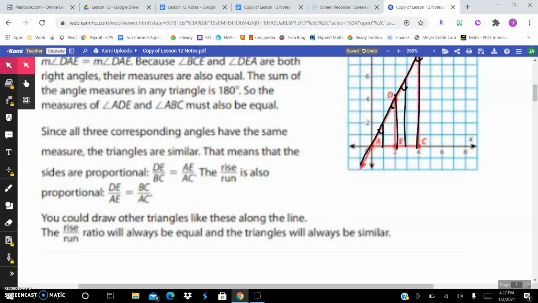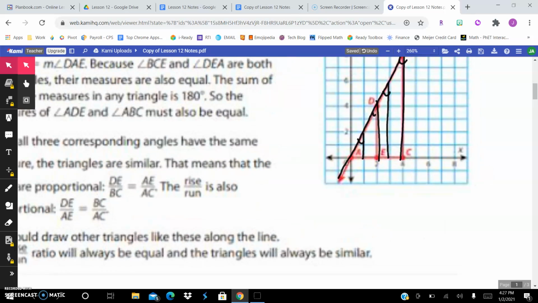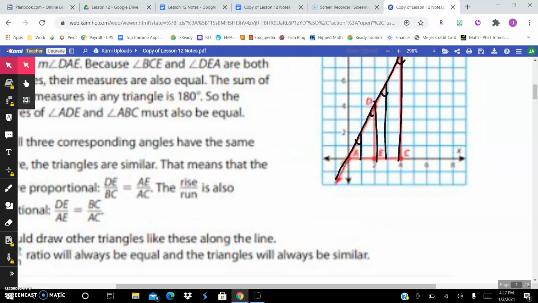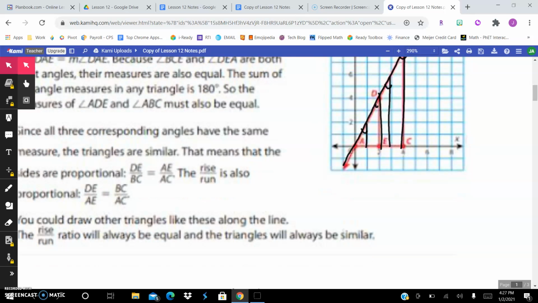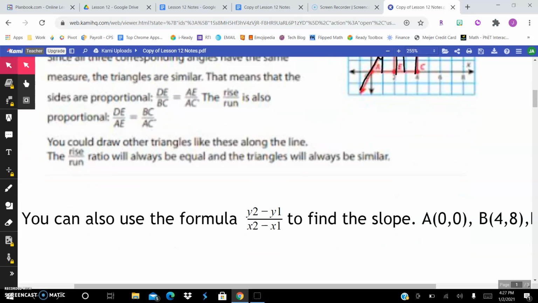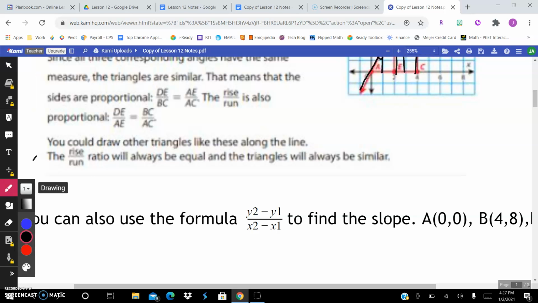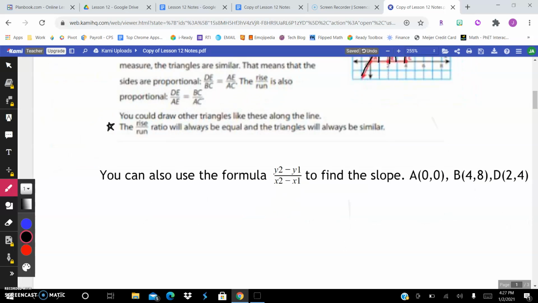Also your rise over run, which is your slope, that is proportional as well. So because that rise over run creates the sides or the top part of that triangle there. So all of that picture there tells us is that the rise over run ratio, so our slope, will always be equal and the triangles will always be similar.